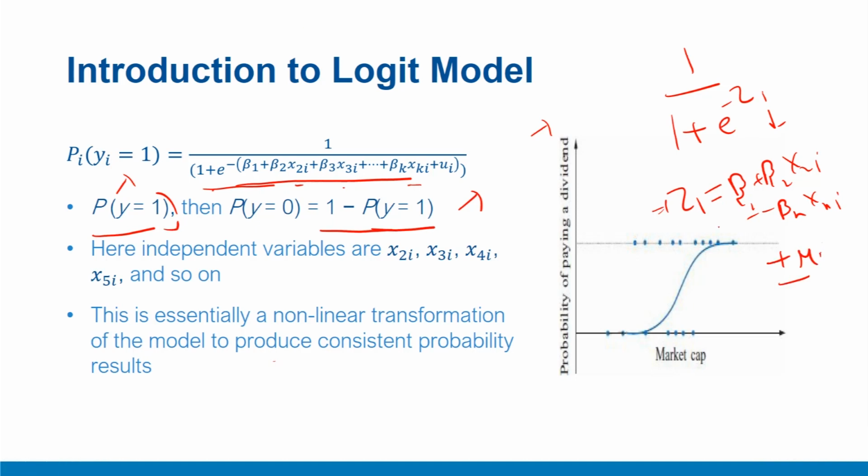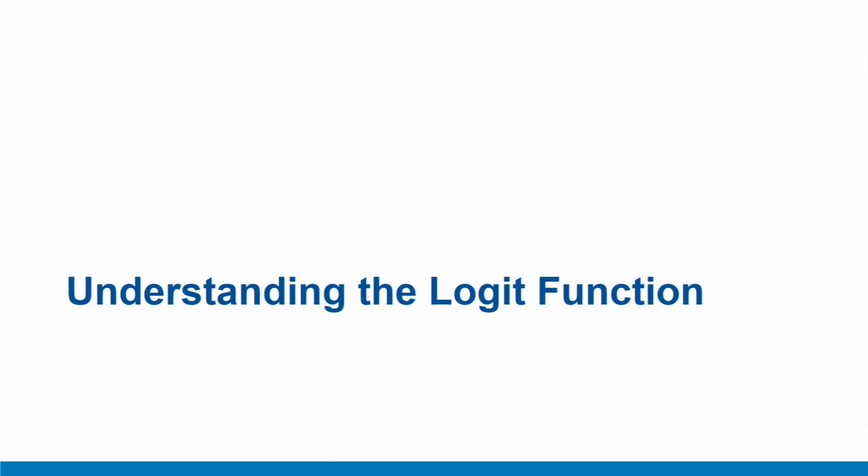The key desirable properties of this function included that when zi tends to infinity, this expression tends to 1, and when zi tends to minus infinity, this expression tends to 0, which means these values are probability consistent. In this video, we'll improve our understanding of the logit function and relate it with the odds ratio, which is very familiar with the concept of probability.